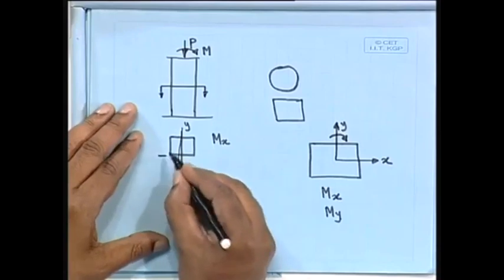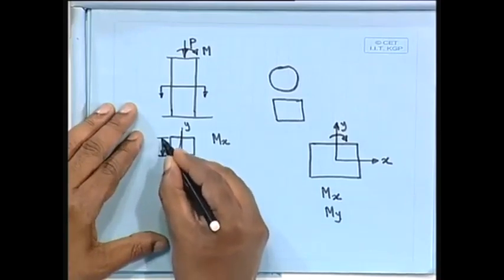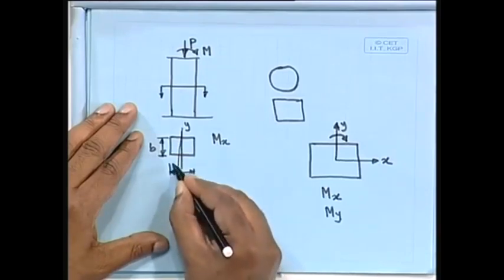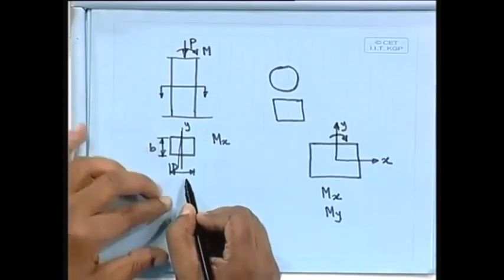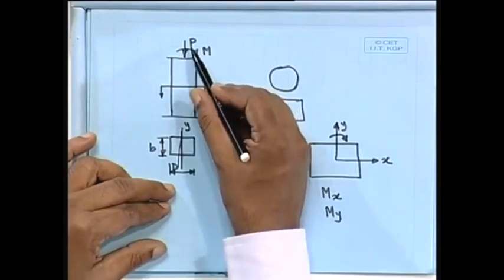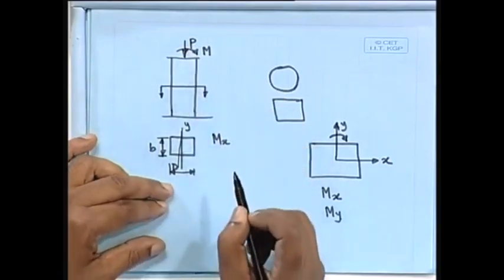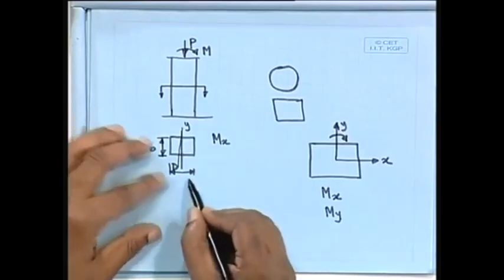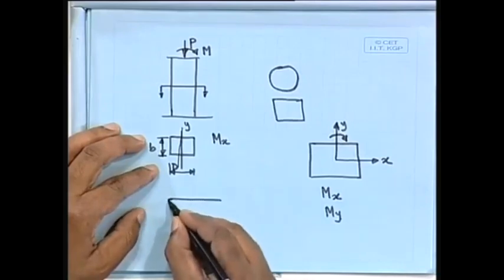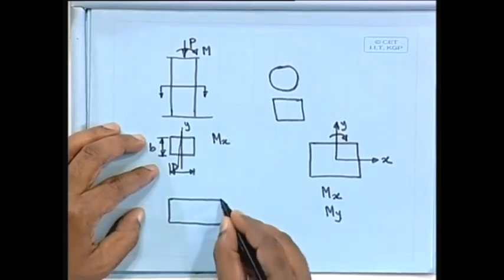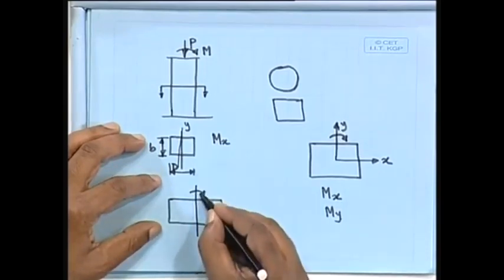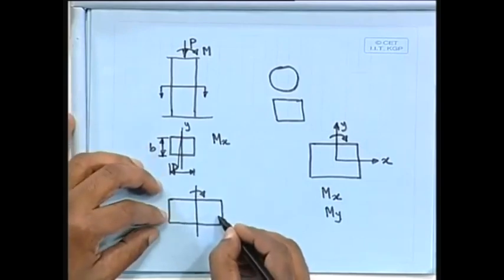Now if that be the case, this is your dimension b and this is your dimension d. Our objective here is to resist this moment Mx, and the axial load P also. So we can increase the depth. It may be preferable to use a rectangular shape rather than square, because we have to resist this moment, so obviously this depth should be more.